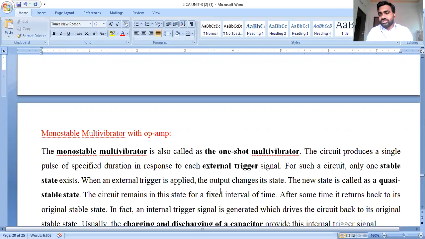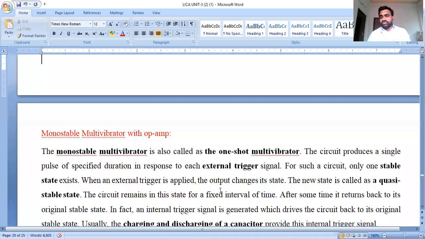Quasi stable means the circuit operates in a particular specific region before reaching a stable region. That means a monostable multivibrator will have two operating regions: one is a stable operating region and another is a quasi stable operating region.